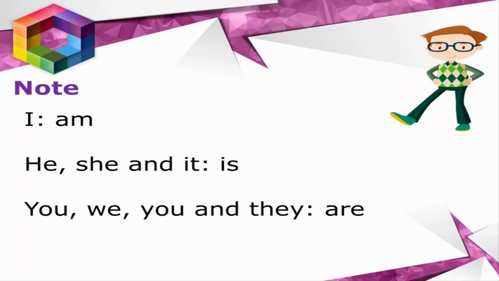Lastly, I is conjugated with am; he, she, and it are conjugated with is; and you, we, and they are conjugated with are. So in this part, I would show the students a short video explaining about this in English.